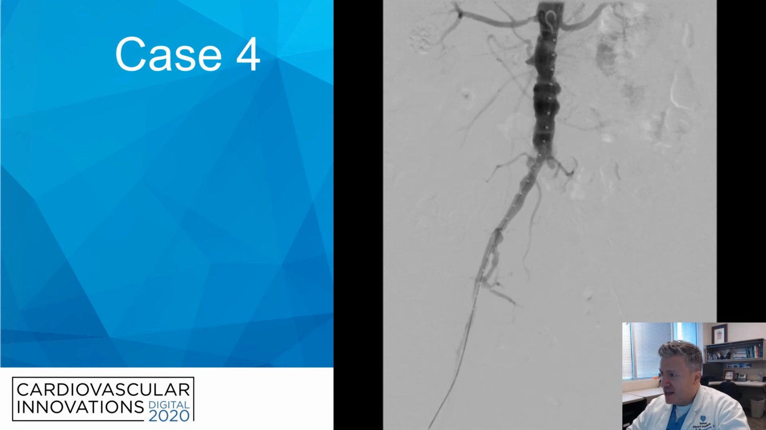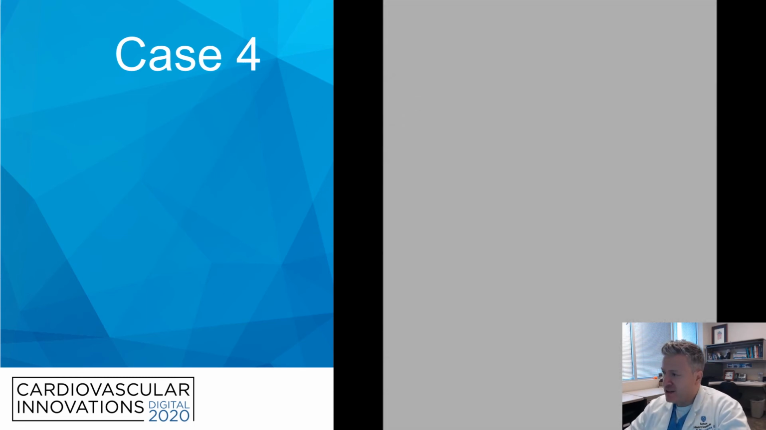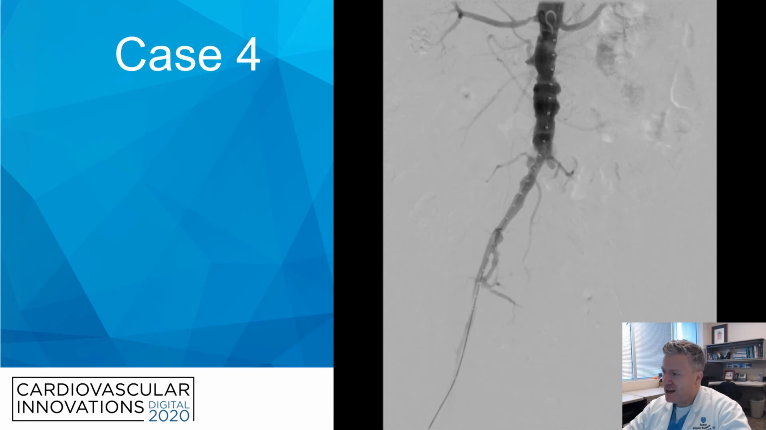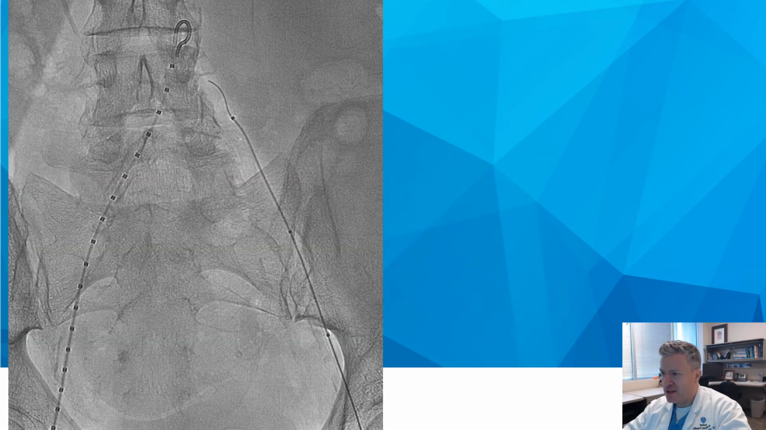In the next case, again, we see severe, really bilateral disease. Our focus here is on the left iliac artery, which is completely occluded at the left common iliac artery, again within about a centimeter or so of its origin. In this situation, we attempted to cross retrograde, and this was not successful. This wire is far off from the origin, likely in a collateral vessel, unclear where the wire path was.